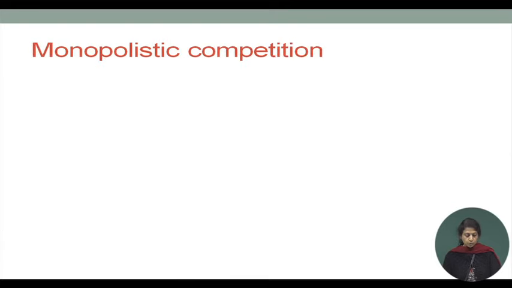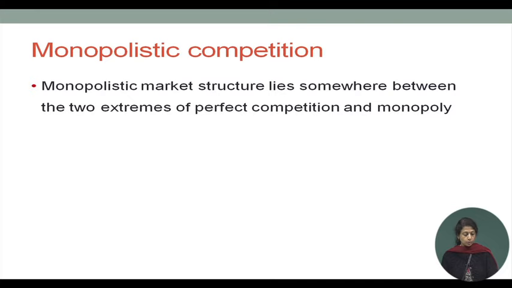Coming to monopolistic competition. The monopolistic competition market structure lies somewhere between the two extremes of perfect competition and monopoly. There is a mistake in the first point in this slide. It should be monopolistic competition market structure. I am going to correct it when the slides are shared with the students.